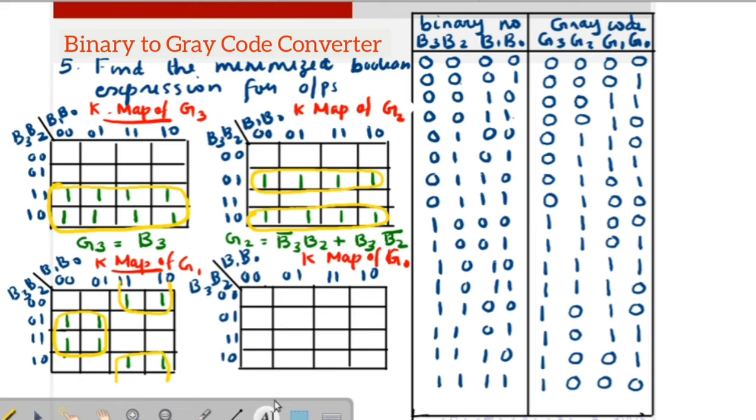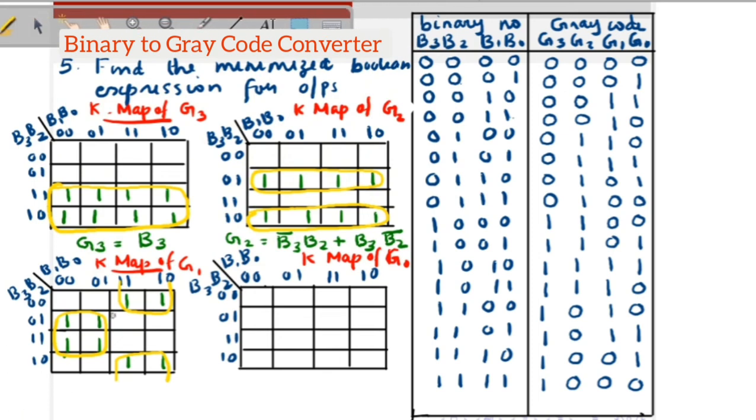Okay, so next we can write the Boolean expression for G1. So G1 is equal to, for this quad, B3 cancelled, B2, and here B0 cancelled, B1 bar, plus for this quad B3 cancelled, so B2 bar, and here B0 cancelled, B1. Okay, so the equation is G1 is equal to B2 B1 bar plus B2 bar B1.